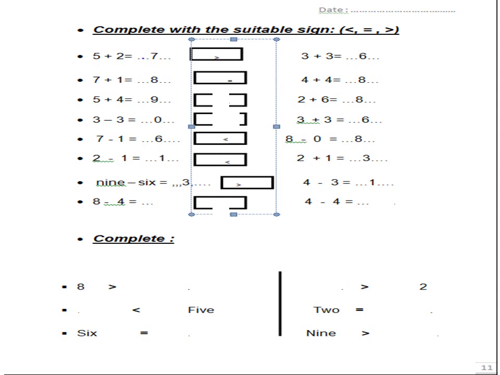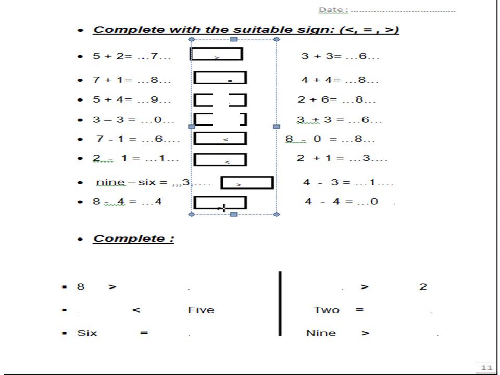8 minus 4, we count from the small number until we reach the bigger one. After 4: 5, 6, 7, 8. So the answer will be 4. 4 minus 4 will be 0. 4 and 0. Of course, 4 is bigger than 0. Okay? The last question here is complete.